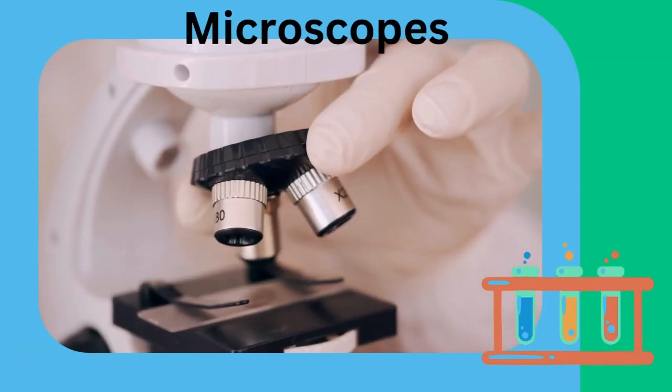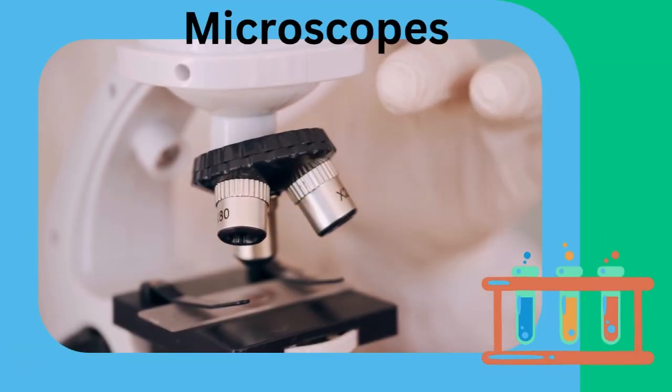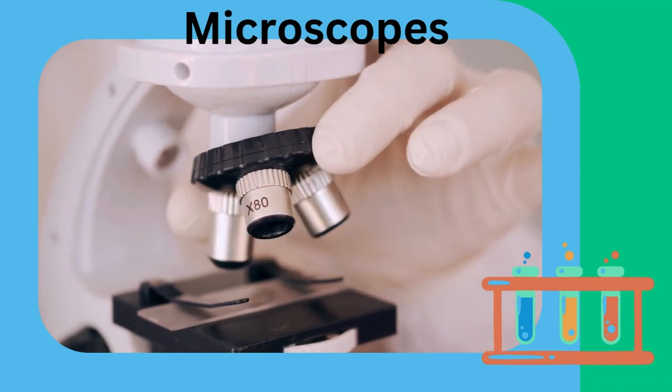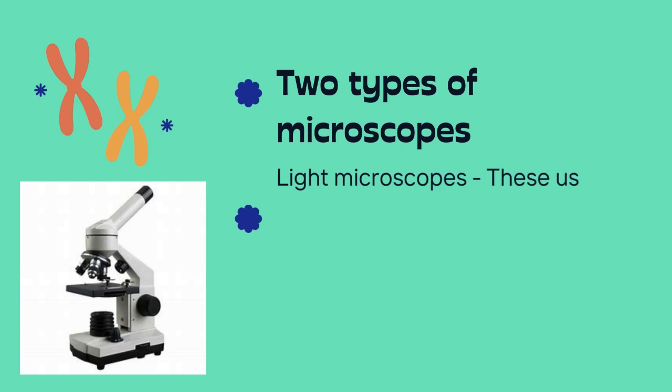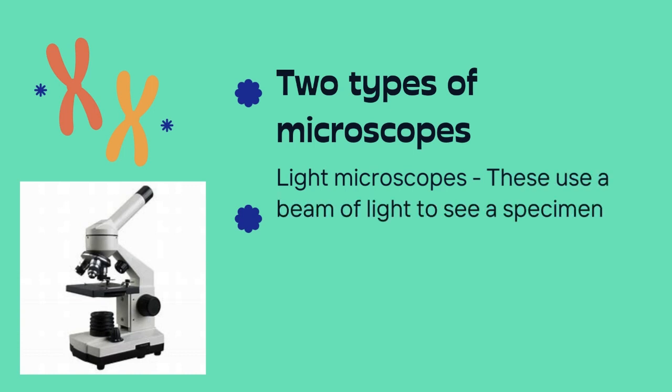To look at cells, scientists use microscopes because, surprise, cells are very small. Light microscopes use a beam of light to look at a specimen. They are cheap, require no training, take up little space, and can use live specimens.